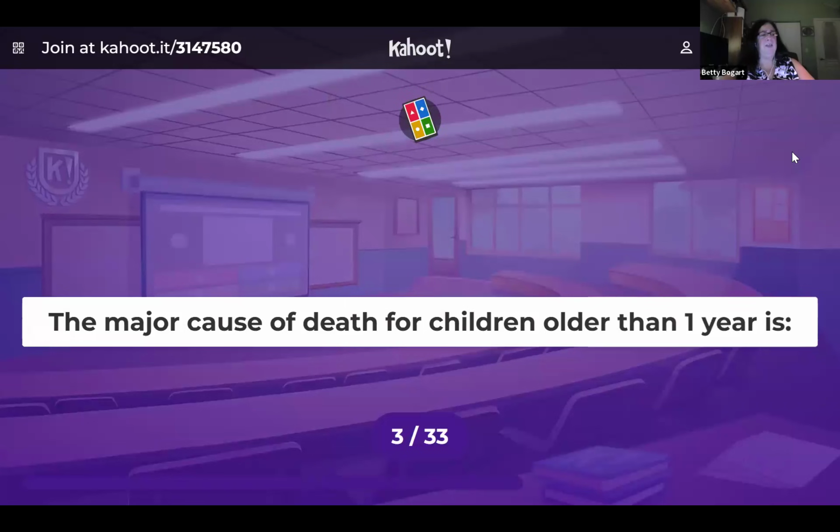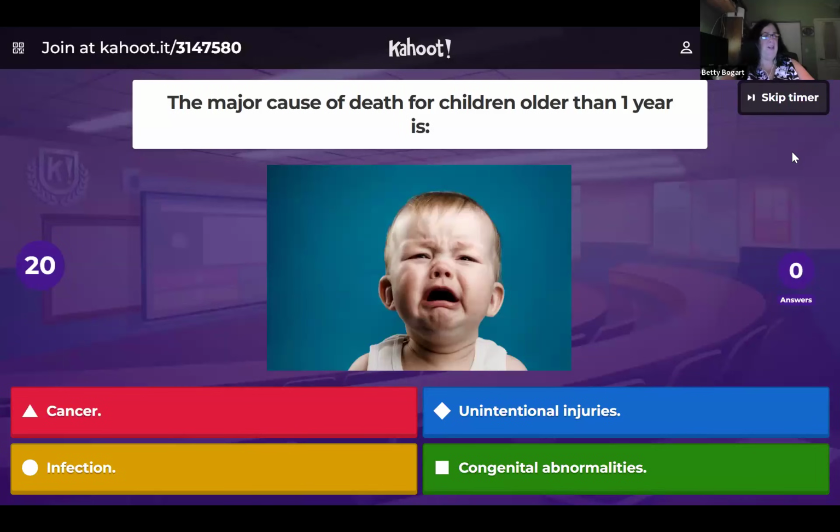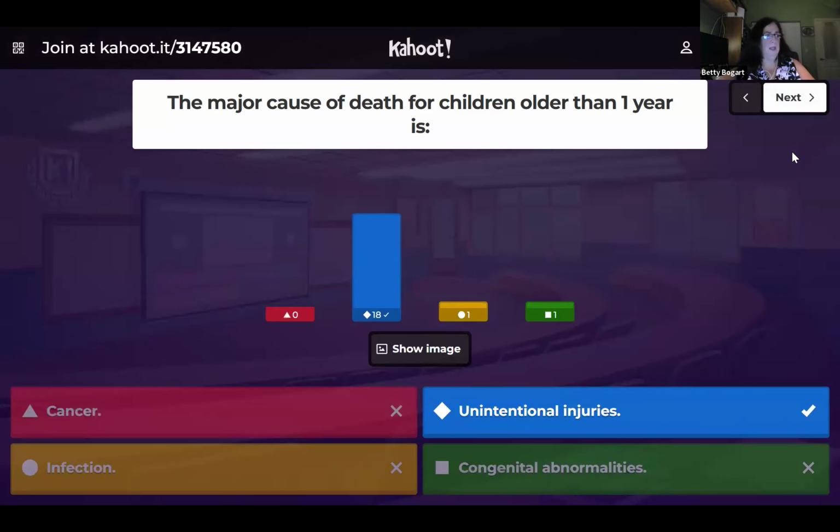The major cause of death for children older than age 1 is unintentional injuries. I mean, children older than 1, what happens is they have no filters. They're doing things, not knowing that they can be hurt. And that's what the unintentional injuries is.